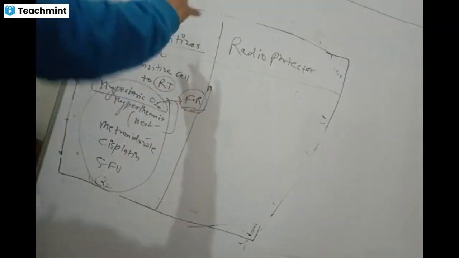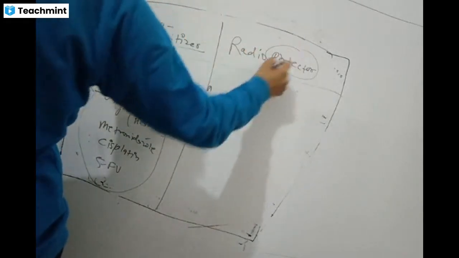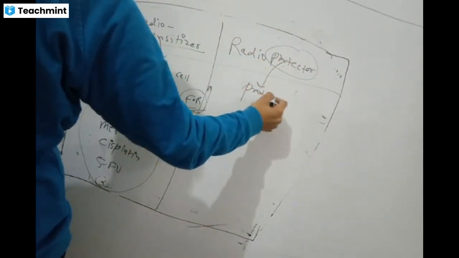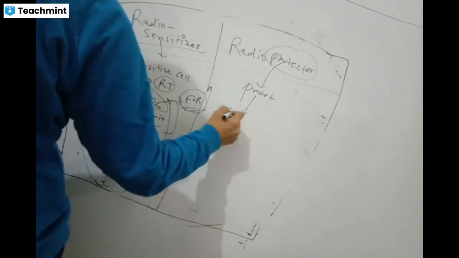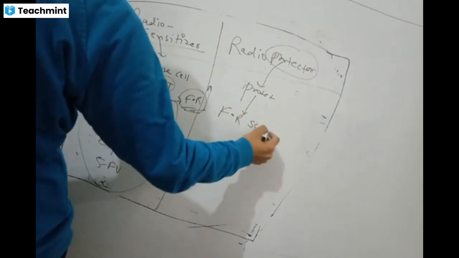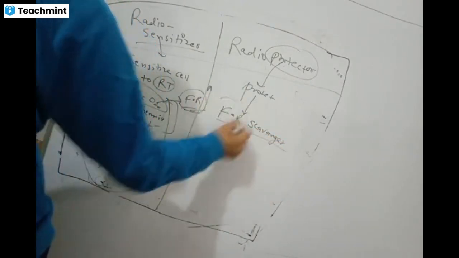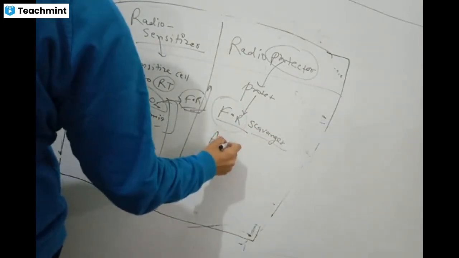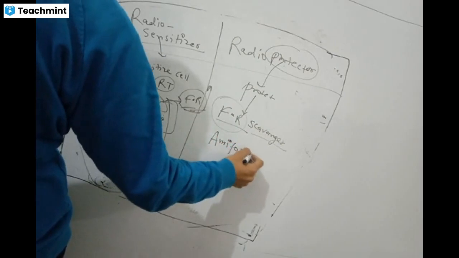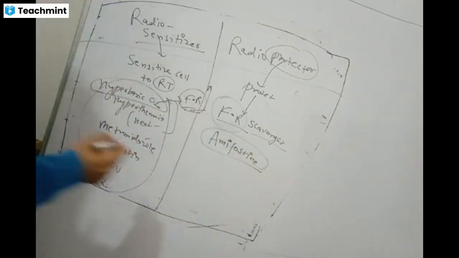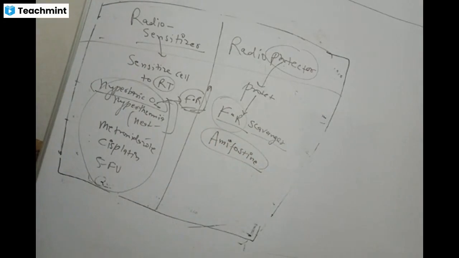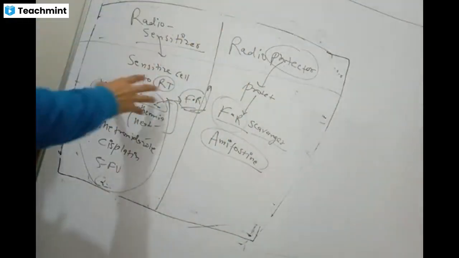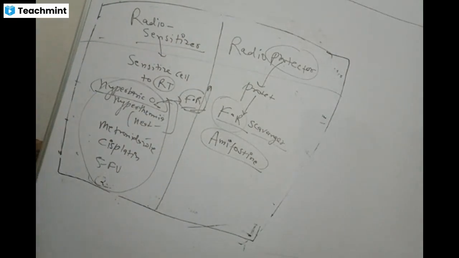By generating free radicals. Opposite to this, radioprotectors, they will protect. How will they protect? They are free radical scavengers. They remove the free radicals. Only one example, remember amifostine. This is used as a radioprotector because it will scavenge all the free radicals, and protect. And the sensitizers generate the free radicals, help the radiotherapy, and kill the cell.